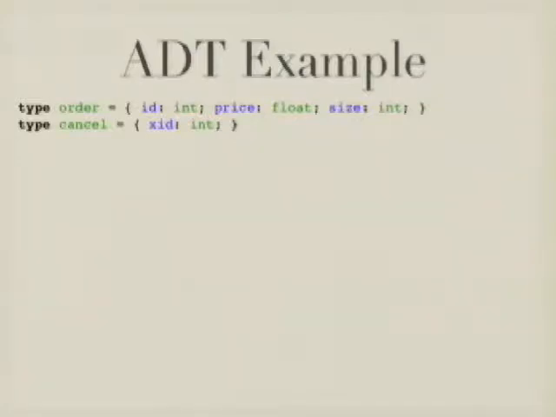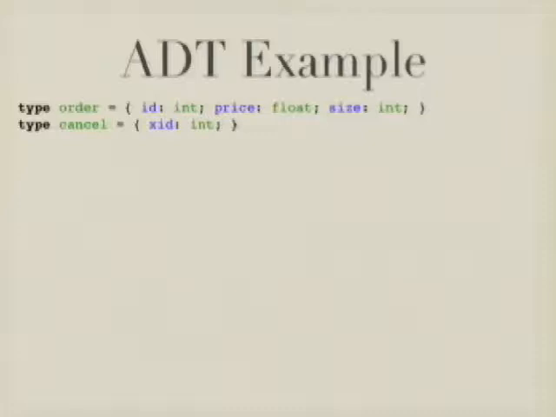So this is a simple example of algebraic data types. We start out with two product types, and these are coming from a financial setting. So there's an order and a cancel. And these are very simplified. For a real order, you need a bunch of other data on it, but just to keep things short. Here on the order, we have an ID field, which is an integer, a price, which is the price at which you're willing to purchase the thing in question, which is a float, and then a size, which is really the number of shares that you're willing to transact, which is an integer.